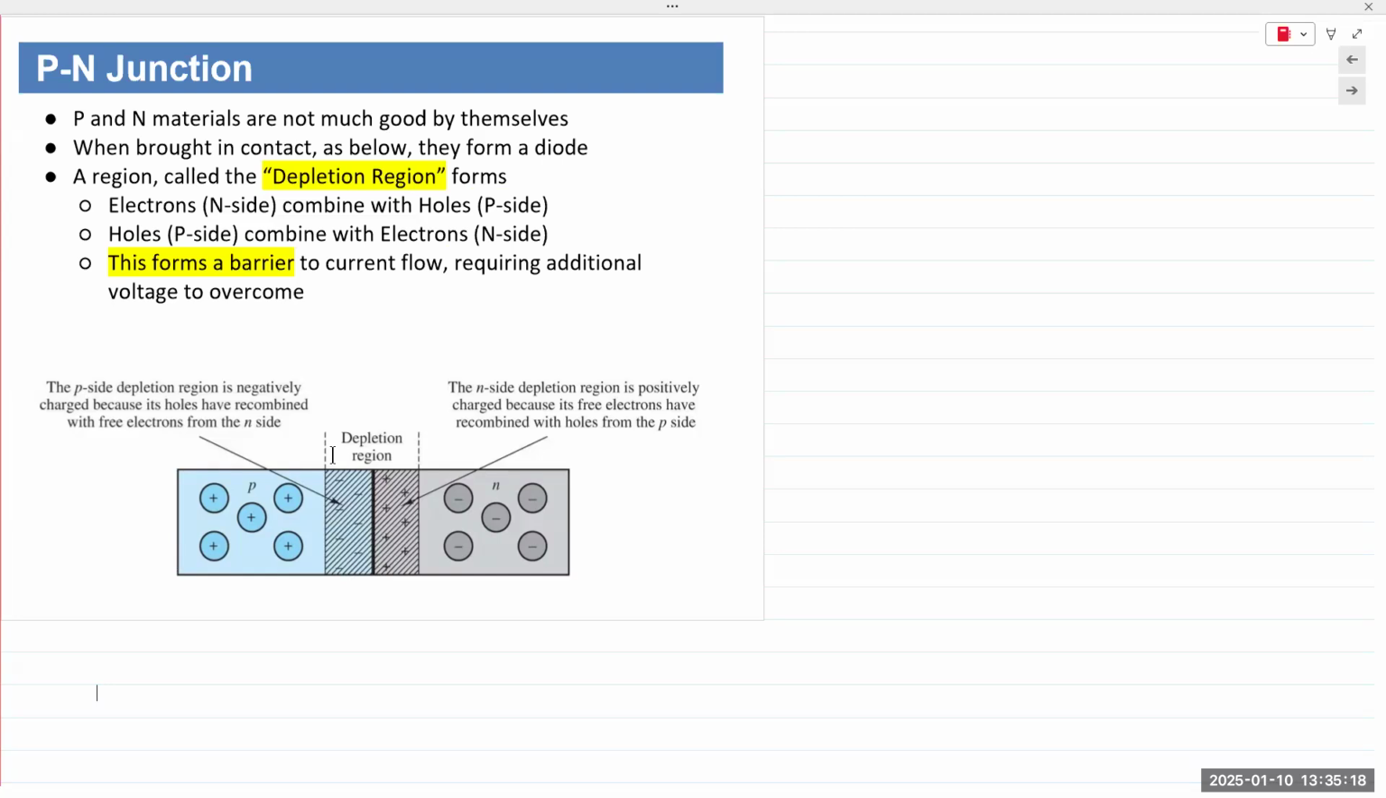So if you have an electron here, which sees an empty spot, it is going to jump into that empty spot. Not all of them, but some of them. And when that happens, we call the process recombination. So electrons combining with holes simply means an electron is moving into an empty spot. And that process is known as recombination.